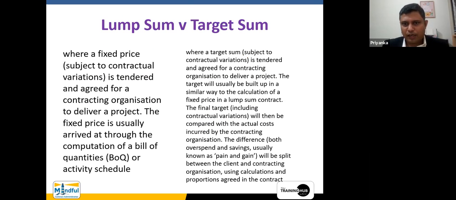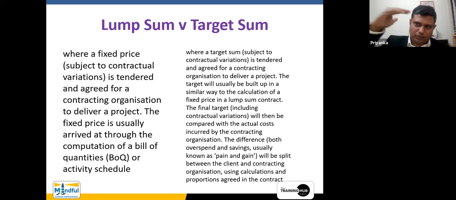Target sum contract is somewhat similar to a guaranteed maximum price type of contract, but the target will usually be built up in a similar way to the calculation of a fixed price in a lump sum contract. The final target, including contractual variations, will then be compared with actual costs incurred by the contracting organization. Now, the most important thing, the difference: both overspend and savings are usually known as pain and gain in a target sum type of contract.